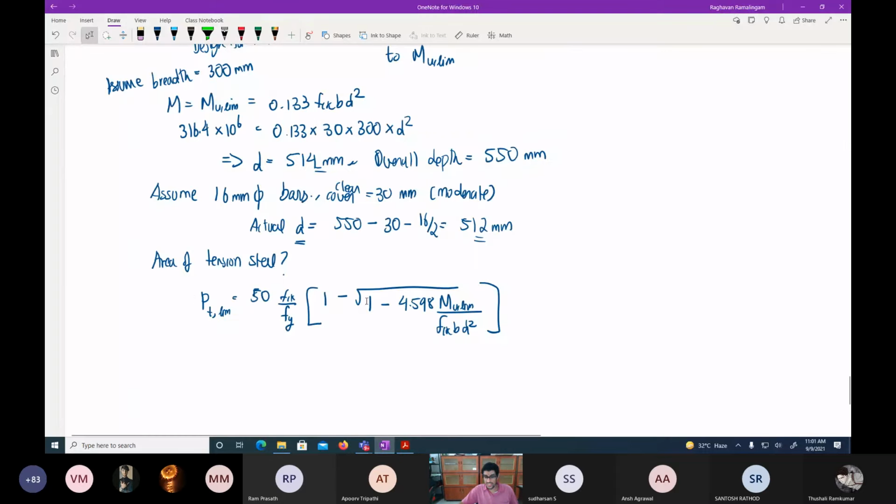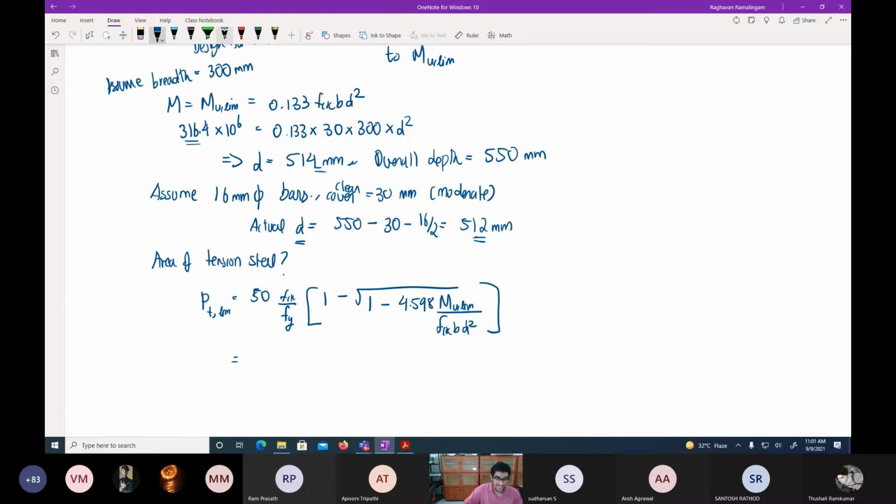Since this is the first time that you're solving this kind of problem, I am asking you to go by this formula. So fck is known, fy is known, 4.598 is always a constant, Mu limit is here, 316.4 into 10 power 6, and everything else is known. b is 300 mm, d is 512 mm. You have just found it now. Based on this, you can get the percentage of steel that is required. I'll give you a couple of minutes to calculate this big equation.